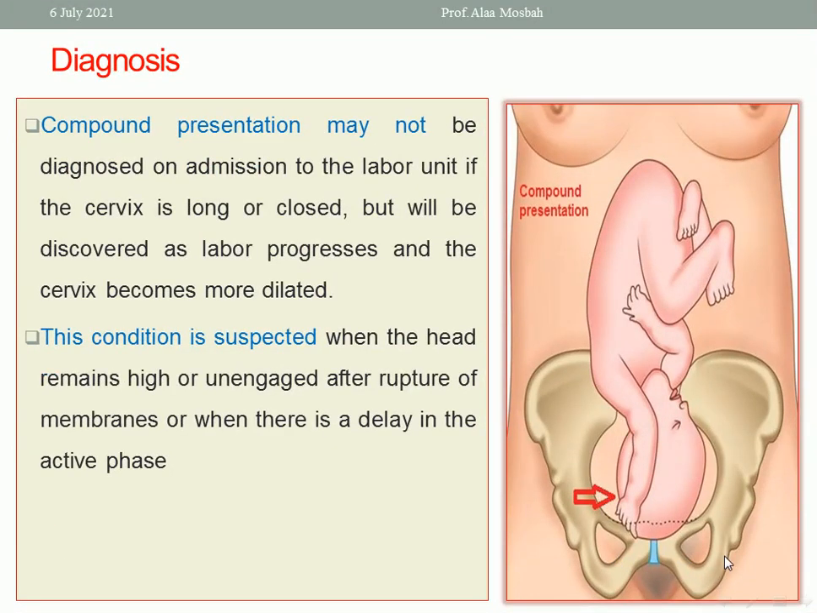Compound presentation may not be diagnosed on admission to the labor unit if the cervix is long and closed, but it will be discovered as labor progresses, because you will feel it through the cervix when it is open. The condition is suspected when the head remains high or unengaged after rupture of membrane, or when there is delay in the active phase.